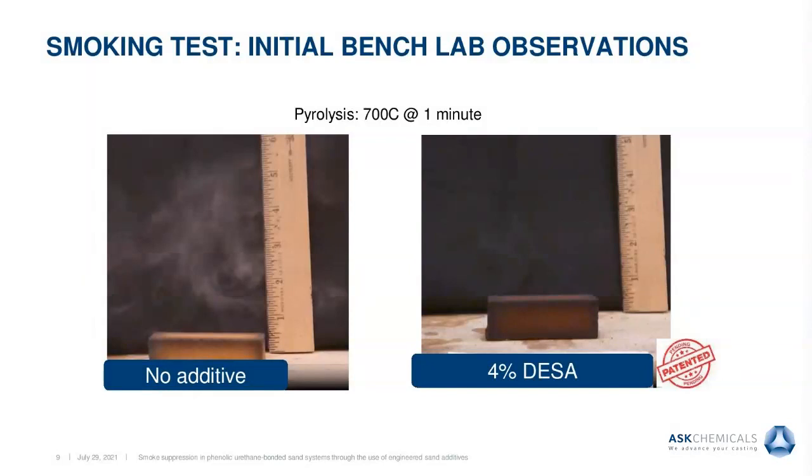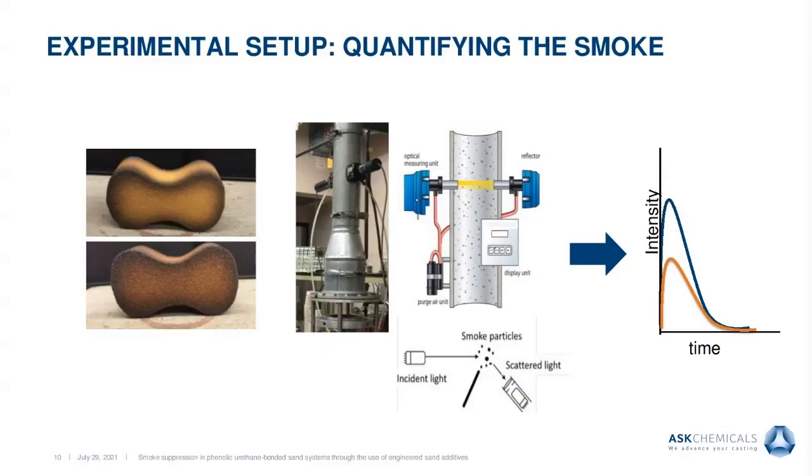Now, of course, we needed to do something a little more fancy than just looking at a black background and a ruler. We wanted to quantify the smoke. The way we do it, we use the same approach. We take the pyrolyzed cores, but now we transfer them to a chamber. In the middle of the pictures, you can see the actual experimental setup. This experimental setup is a vertical setup, with a light source and a photodetector facing each other.